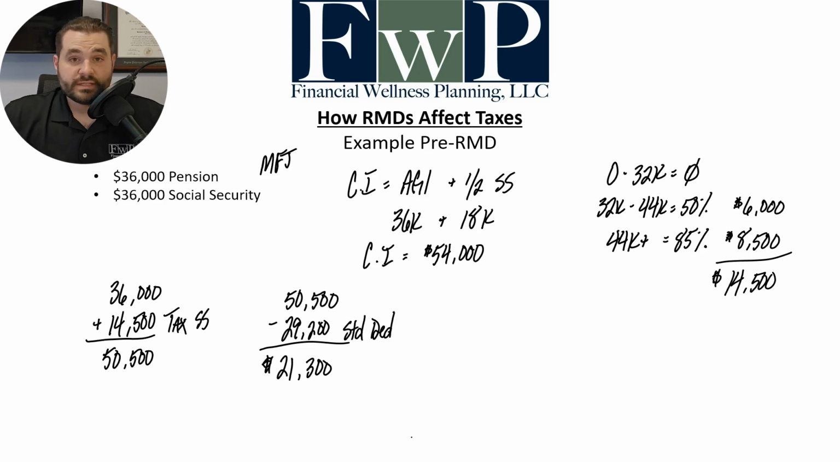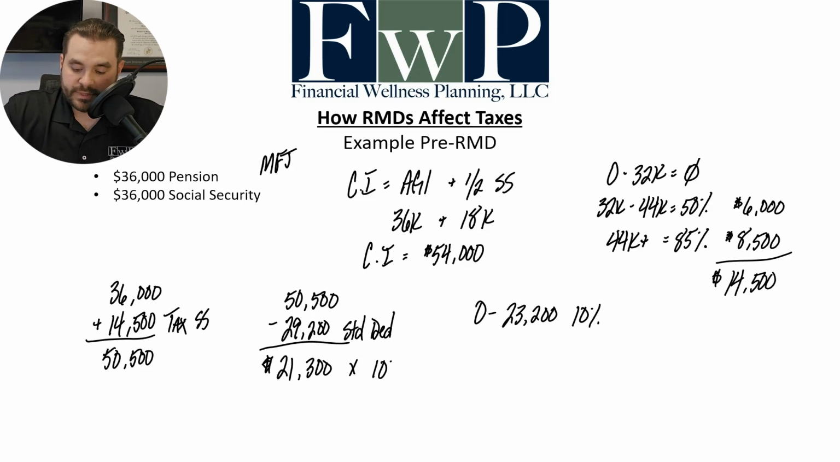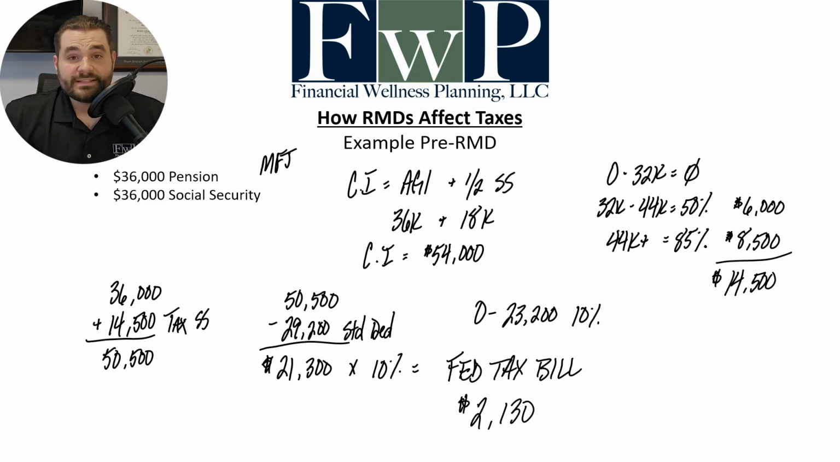This is going to leave them with a taxable income of $21,300. If we use this number and compare it to the federal tax brackets, anything from $0 to $23,200 is going to be taxed at 10%. Their income falls under that $23,200 threshold, so 10% of their taxable income is what their tax bill is going to be. So we take $21,300, we multiply that by 10%. That's going to give them a federal tax bill of $2,130. And that's not bad, especially if you're bringing in $72,000 of income.